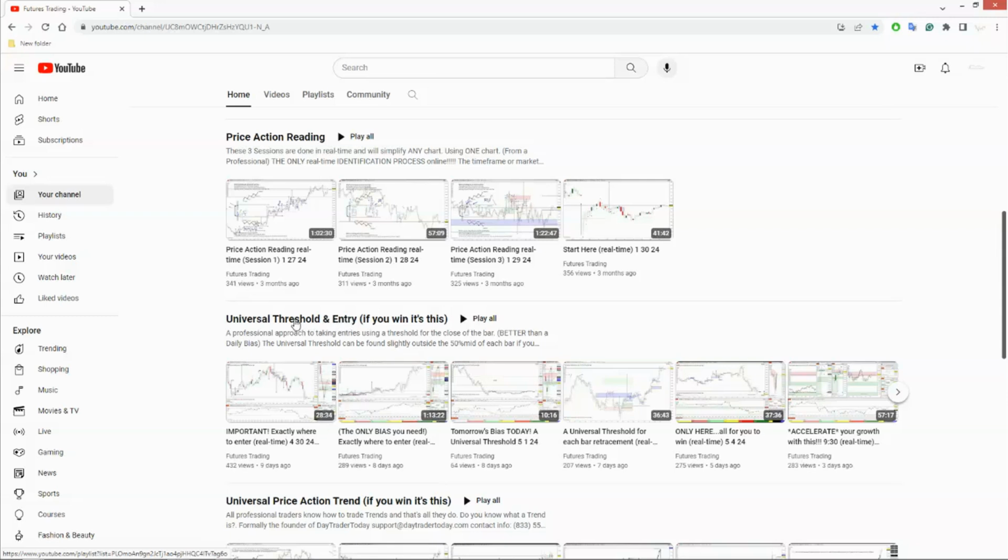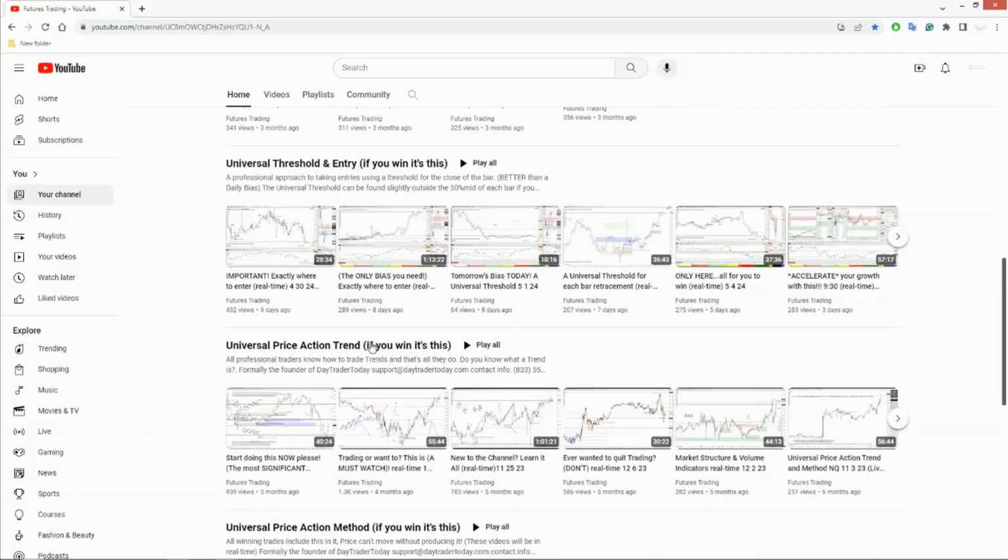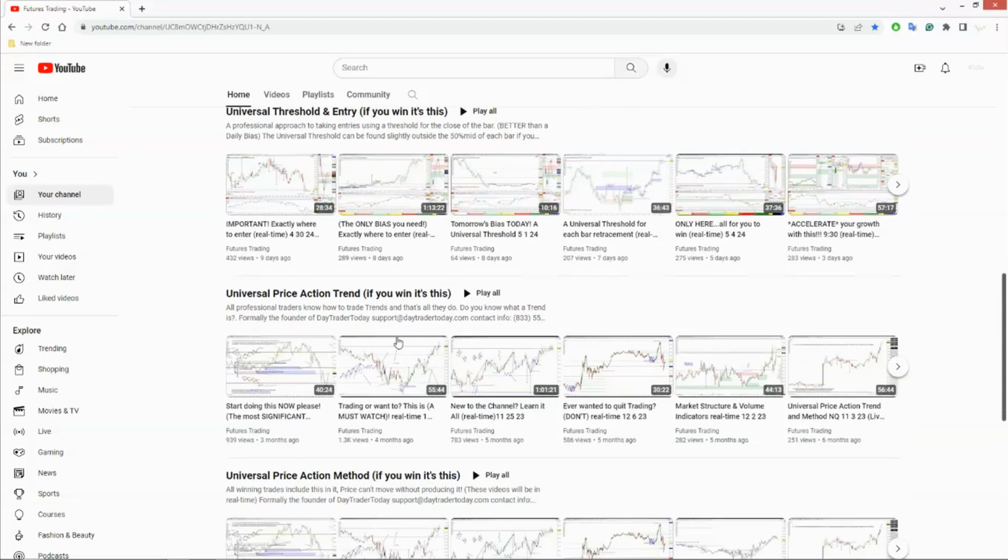The universal threshold is going to tell you how far price needs to retrace into that bar and then resume. I'm trying to give you some information here that will really help you from the start until the end. Now, the universal trend that's on the chart as well shows up every day, and sometimes it offers you several different trends. I want to make sure that you can see how that works.